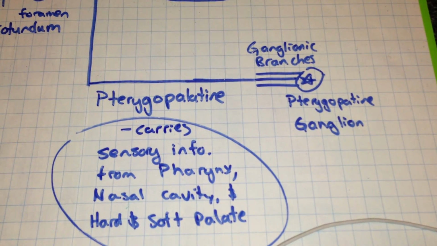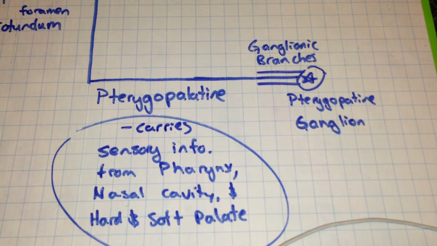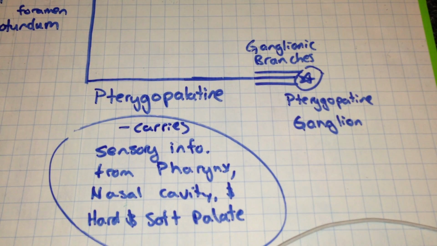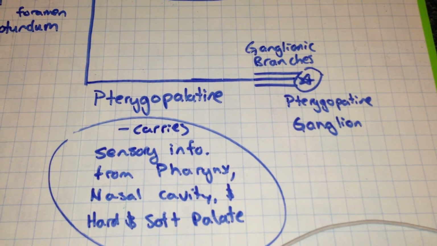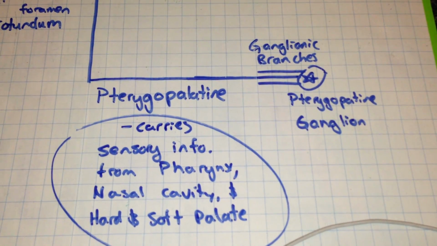is going to carry sensory innervation from the pharynx, the nasal cavity, and the hard and soft palate. So whenever you think of palatine, go ahead and think of hard and soft palate, and you should also think of nasal cavity and the pharynx.